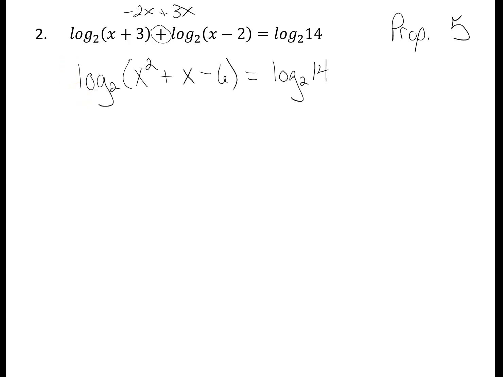So next step, set m equal to n. This is your m. This is your n. Just take the logs off. x squared plus x minus 6 has to equal 14 for these sides to be equal. So another quadratic equation. This one does have an x term, so I cannot do square root method, which means I need to set it equal to 0. So let's subtract the 14.